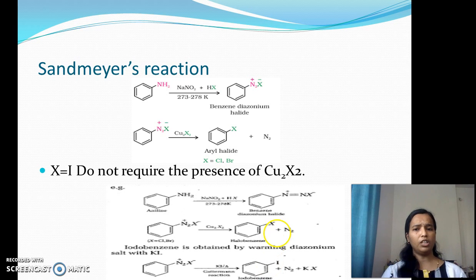So these aryl halides can be prepared by electrophilic substitution and by Sandmeyer's reaction. This is how we can prepare haloalkanes and haloarenes from alcohol and from hydrocarbons. Hope you have understood this topic. We'll discuss in the next part how they are prepared from alkenes and by halogen exchange reaction.